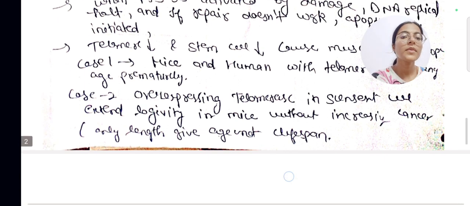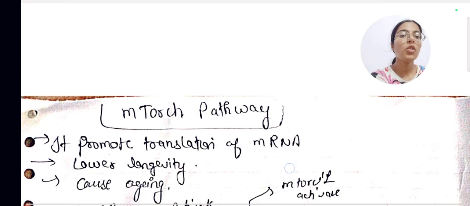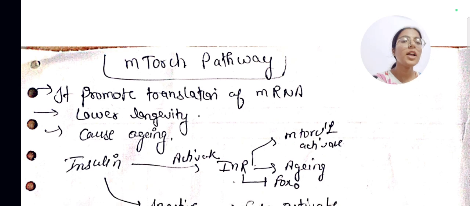Okay. Then we have the mTOR pathway. The mTOR pathway promotes translation of mRNA, right? It lowers longevity, meaning it is causing aging. Then we have, it is functioning like an insulin signaling pathway. If mTOR is activated, it will result in aging. If it is inactivated, then it will decrease the process of aging, or aging cannot occur.